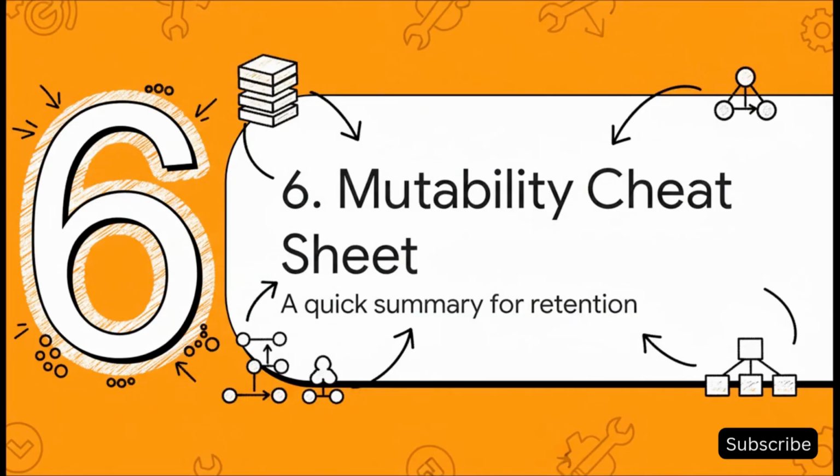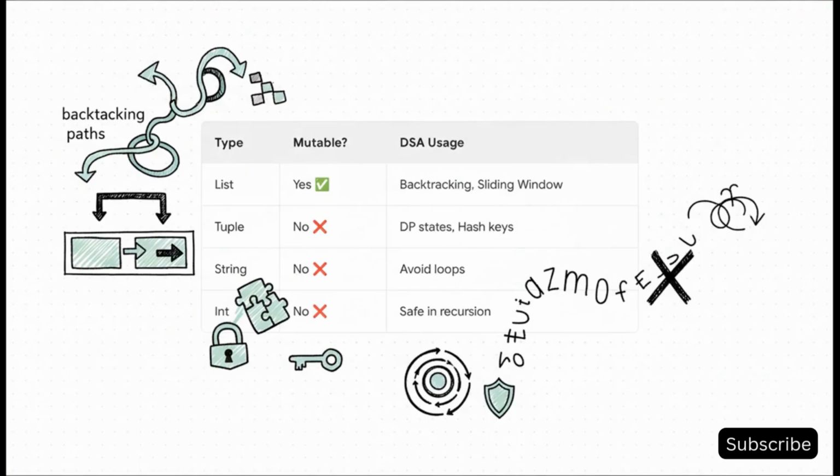Okay, we have covered a lot of ground. So let's consolidate everything into a simple little cheat sheet you can use for a quick reference. Here it is. A list is mutable, so it's perfect for things that change, like a path in backtracking. A tuple is immutable, making it your go-to for fixed states and keys in your DP table. And strings and integers are also immutable, which makes them safe to pass around, but just be careful with building up strings in a loop.